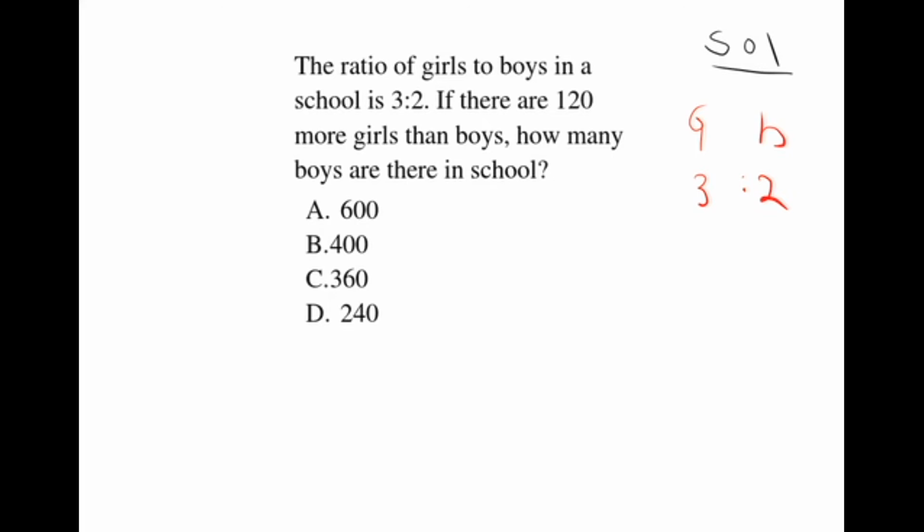Therefore, let us first get the number of shares. The number of shares here is 3 plus 2, which is 5. So the girls are 3/5. These are the girls, while the boys are 2/5. Then we are told that if there are 120 more girls than boys, how many boys are there in the school?